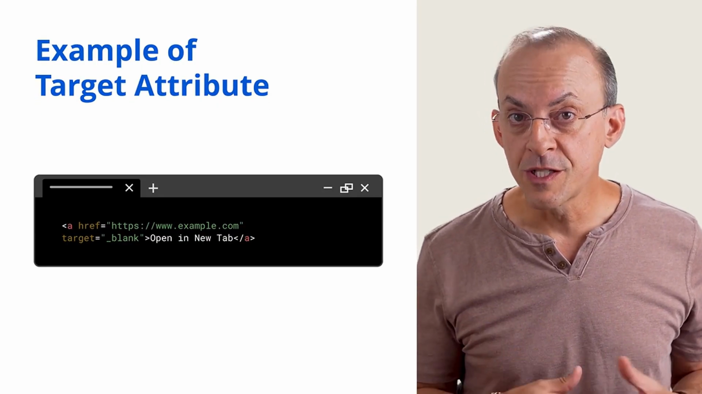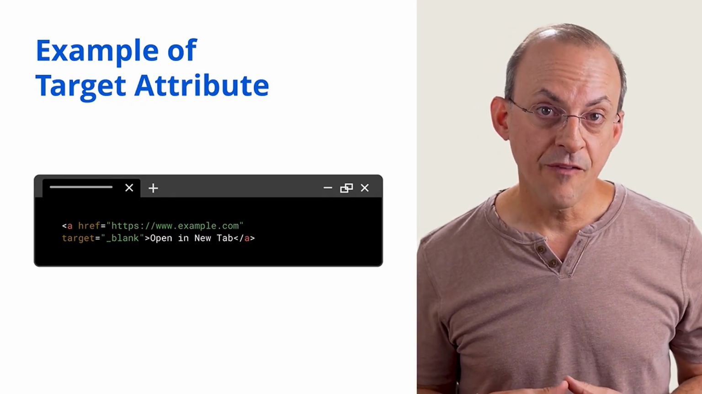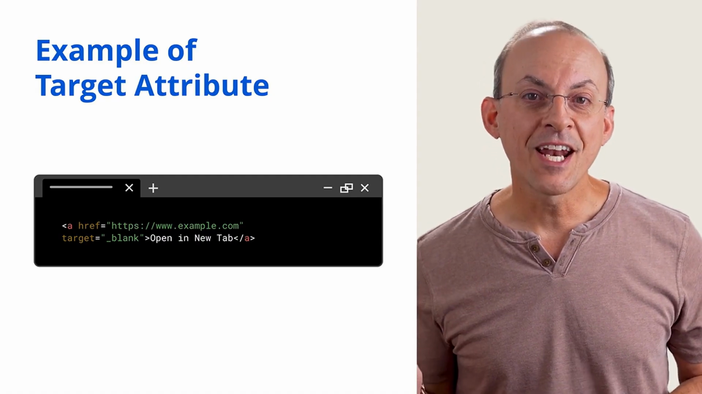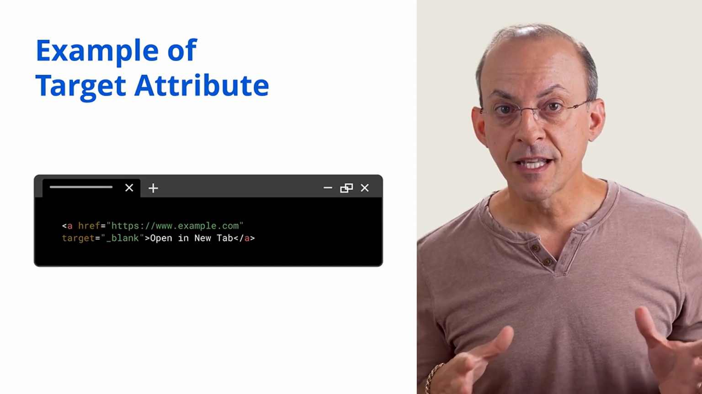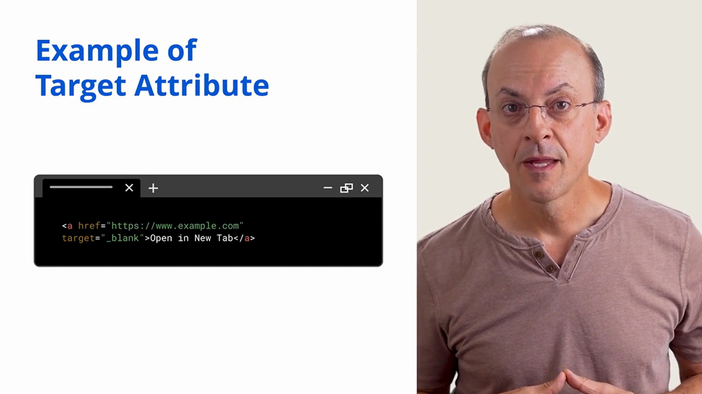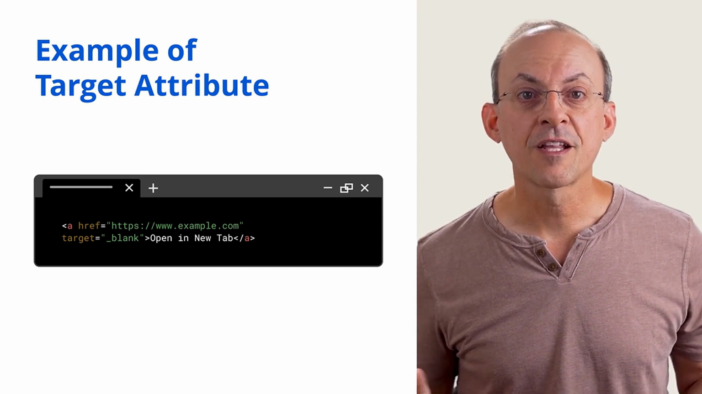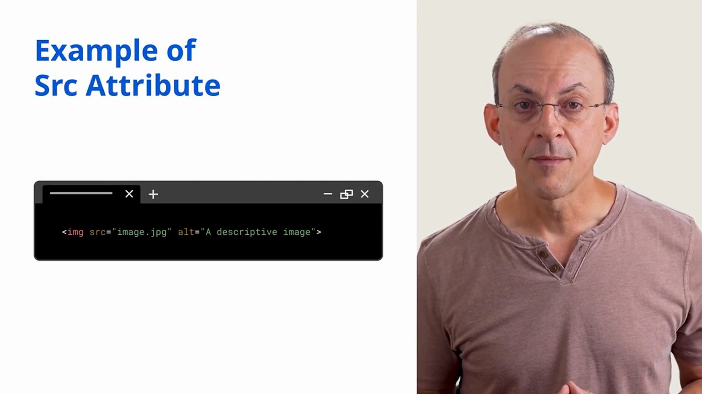For example, here you would start with an a tag, which represents a hyperlink. Set the href attribute to www.example.com, then add a target attribute with the value _blank. This makes the link open in a new tab. Inside this tag, include the text open in a new tab. Finally, close the tag. The attribute source specifies the path to the image.